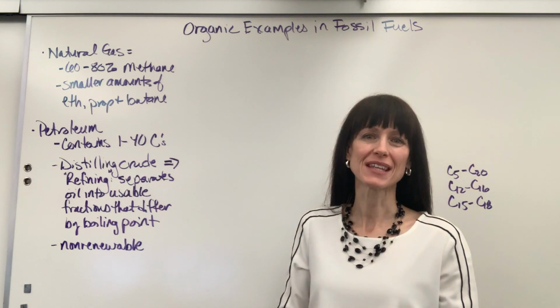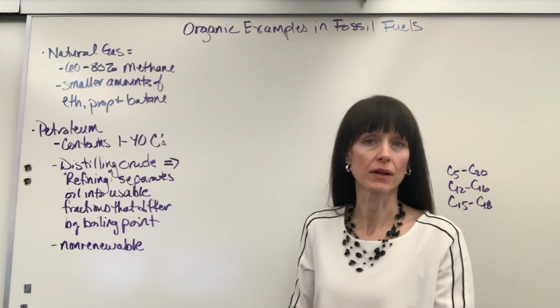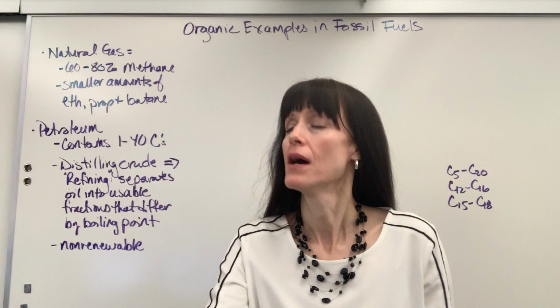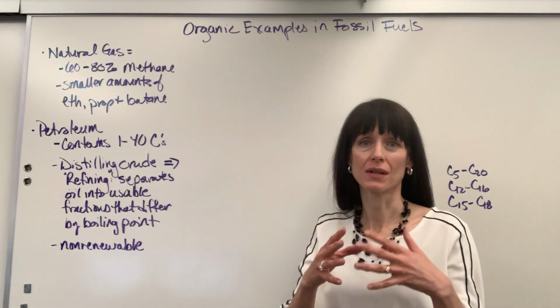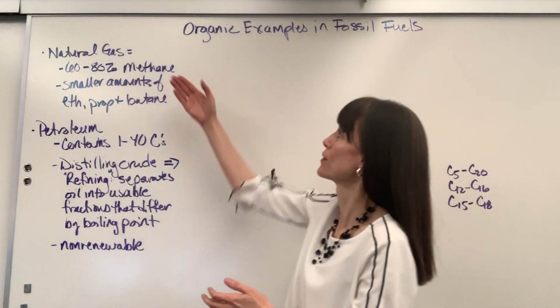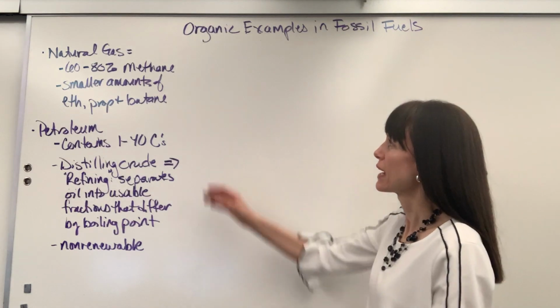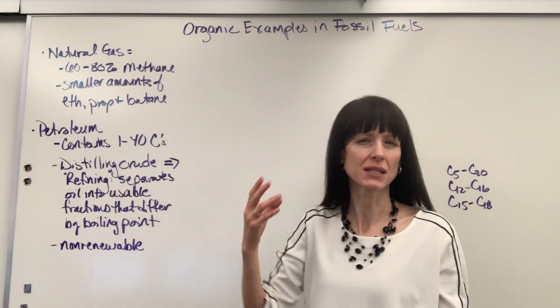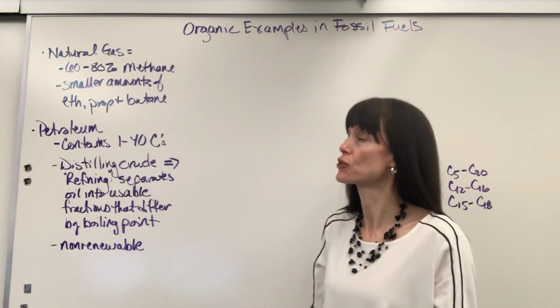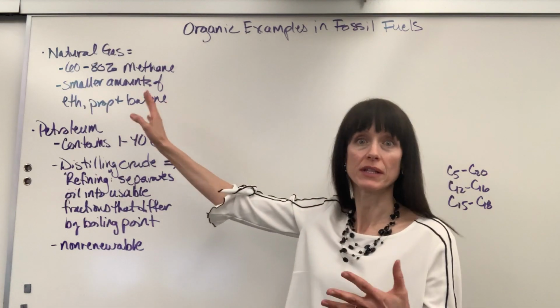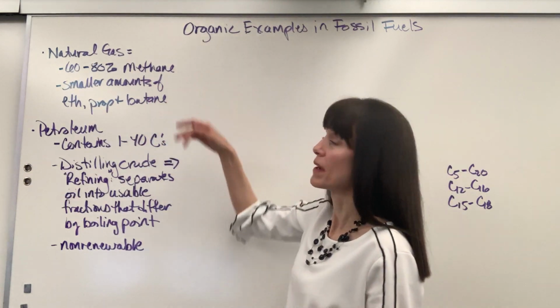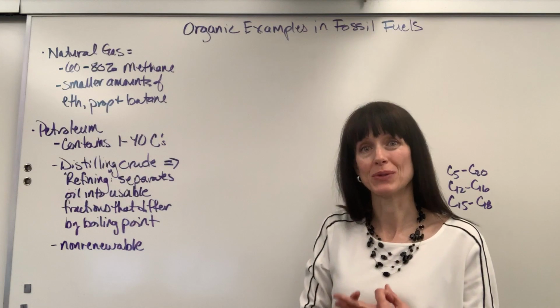Hi everybody, I want to give you some examples of organic molecules from fossil fuels. So let's talk about two that you're going to be really familiar with. First, natural gas. Natural gas is 60 to 80% methane. It depends on the source where you're getting the natural gas from. The remaining 20 to 40% will be smaller amounts of things like ethane, propane, and butane.